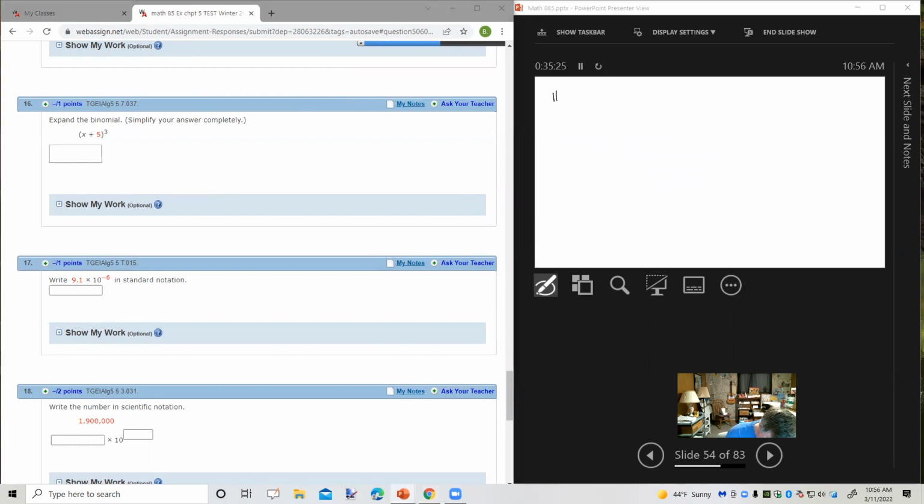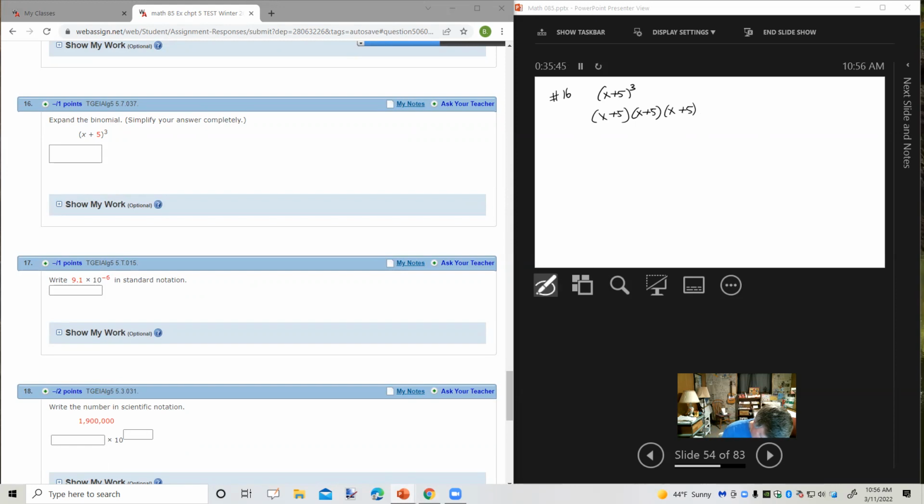Number 16, expand the binomial. Simplify your answer completely. You've got x plus 5 cubed. So that's x plus 5 times x plus 5 times x plus 5.